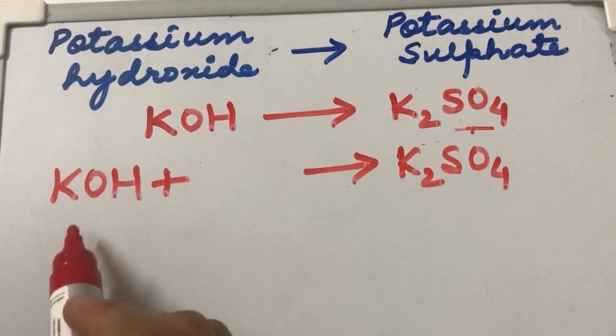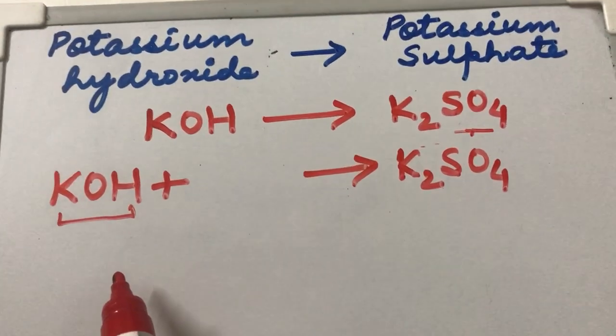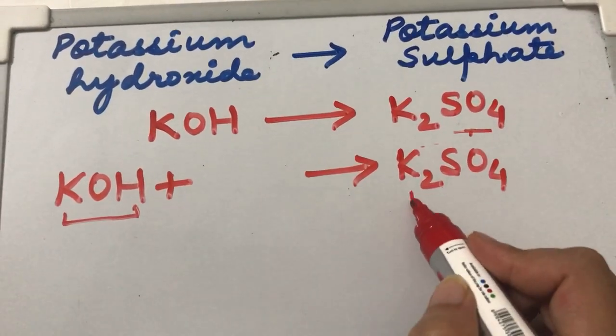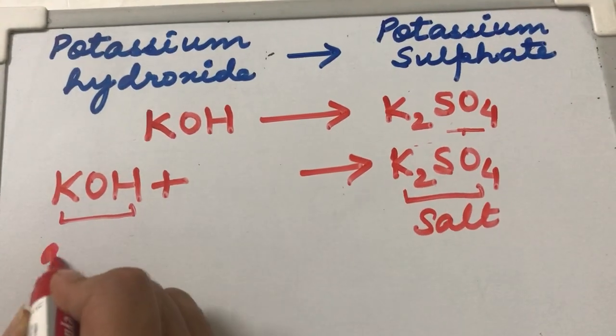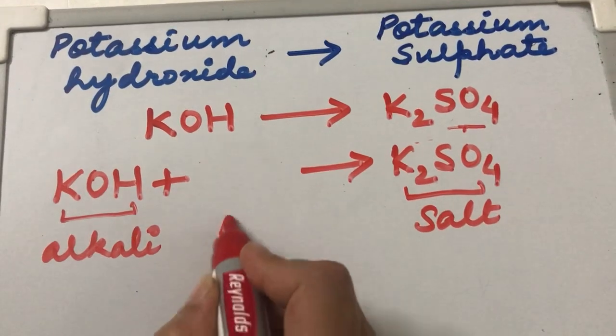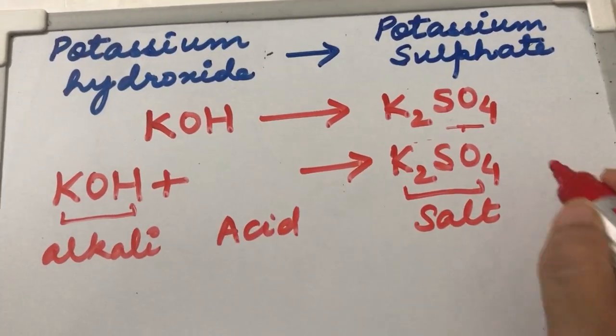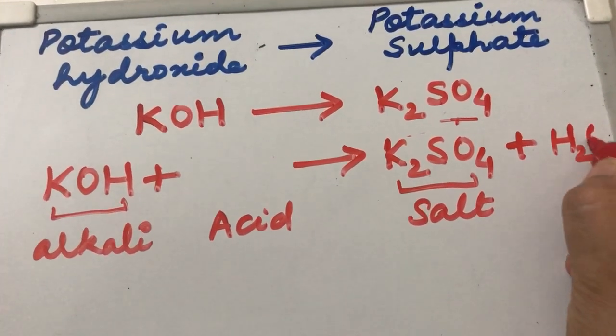So that means, as we all know, potassium hydroxide is basically an alkali, and potassium sulfate is basically a salt. We know that alkalis or bases react with acids to form salt, and the other product formed is always water, H2O.